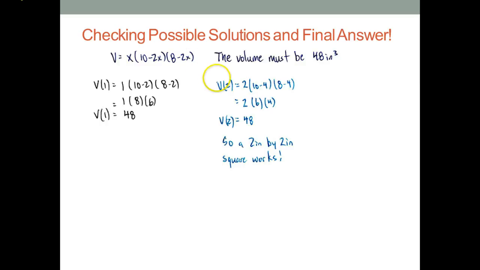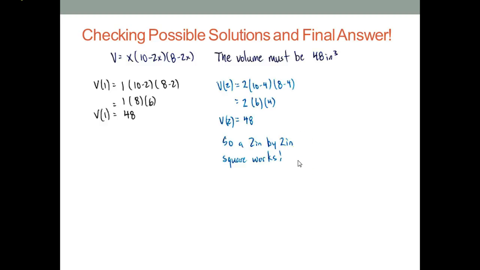All right, so now I'm checking for my second root, which is 2. So I substitute 2 in, so I have x is equal to 2. 10 minus 2 times 2 is 6, 8 minus 2 times 2 is 4. So I simplify this: 2 times 6 times 4 is 48. So a 2 inch by 2 inch square also works.